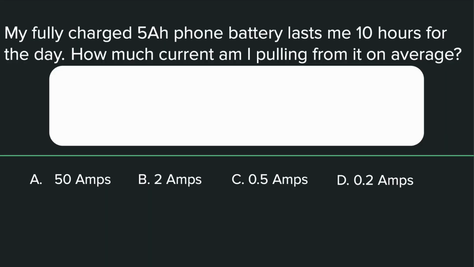My fully charged 5 amp hour phone battery lasts me 10 hours for the day. How much current am I pulling from it on average? 50 amps, 2 amps, 0.5 amps, or 0.2 amps. Pause the video if you need more time.